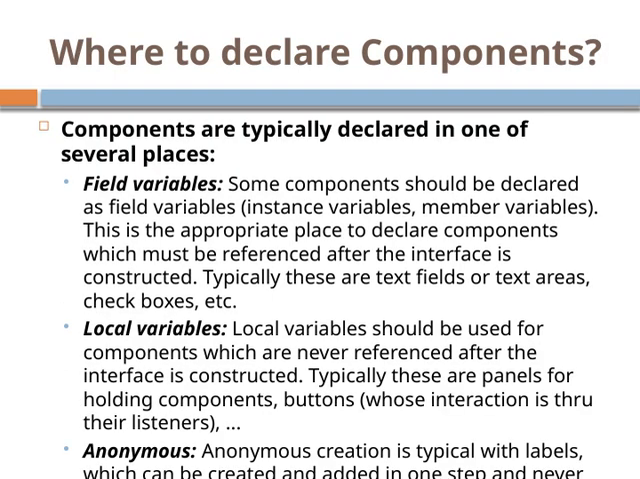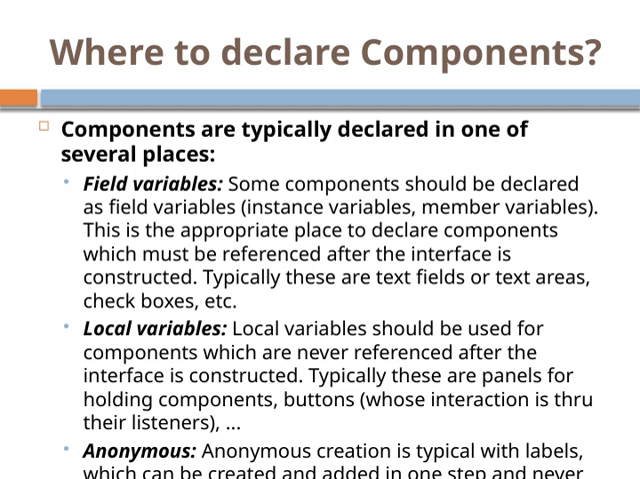Let's talk about where to declare components in your code. Components are usually declared in one of a few key places. First, there are field variables, which are also known as instance or member variables. These are the best choice for components that you need to reference after your interface is built, like text fields, text areas, checkboxes, and so on. Next, there are local variables. These should be used for components that you won't need to access later, after the interface is constructed. For example, panels that hold other components or buttons that are mainly interacted with through their listeners.